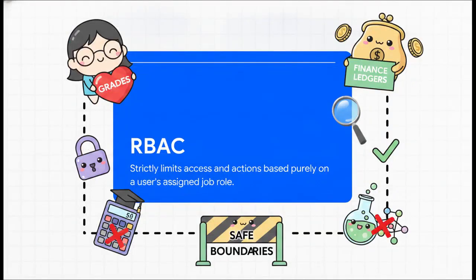To really understand the power of that matrix, we need to understand this concept, role-based access control, or RBAC for short. It sounds incredibly technical, but it's beautifully simple in practice. It just means your digital access is tied directly to your physical job. A teacher, for example, is going to have full access to input grades, but won't even see the button for the school's financial ledgers. Conversely, a bursar can manage fee structures, but cannot accidentally alter a student's chemistry grade. It creates rigid, safe boundaries for everyone.